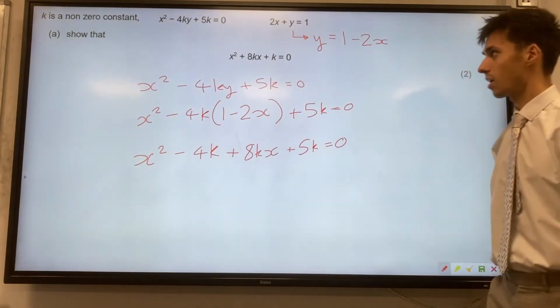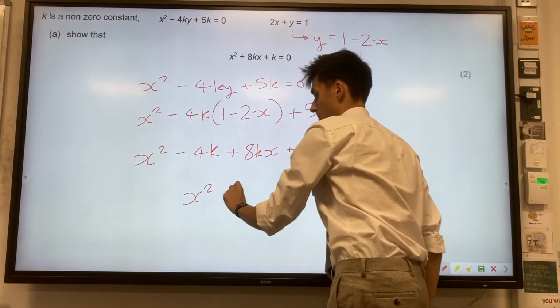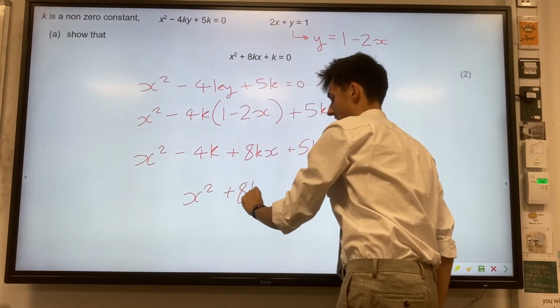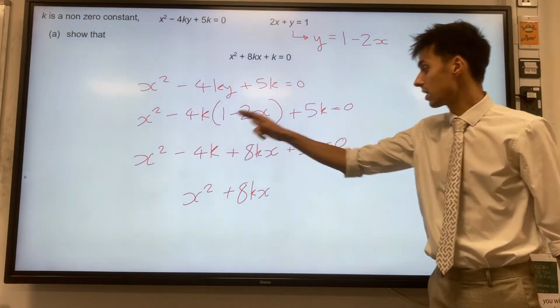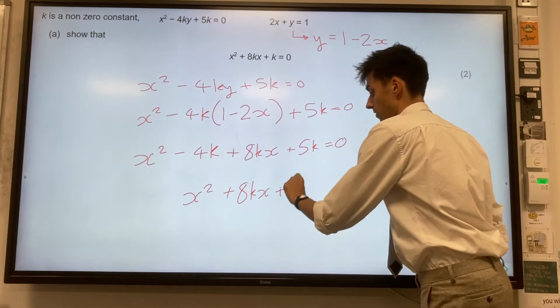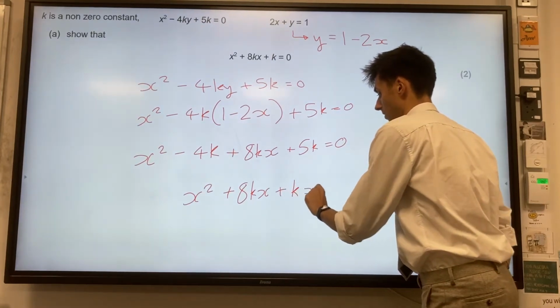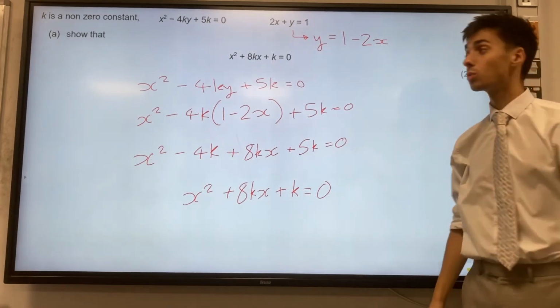And now for the last line, the x squared isn't going to change. The plus 8kx isn't going to change, but we've got minus 4k plus 5k. So that simplifies to just give us plus 1k equals 0. And now we're actually there. We've shown what we wanted to show.